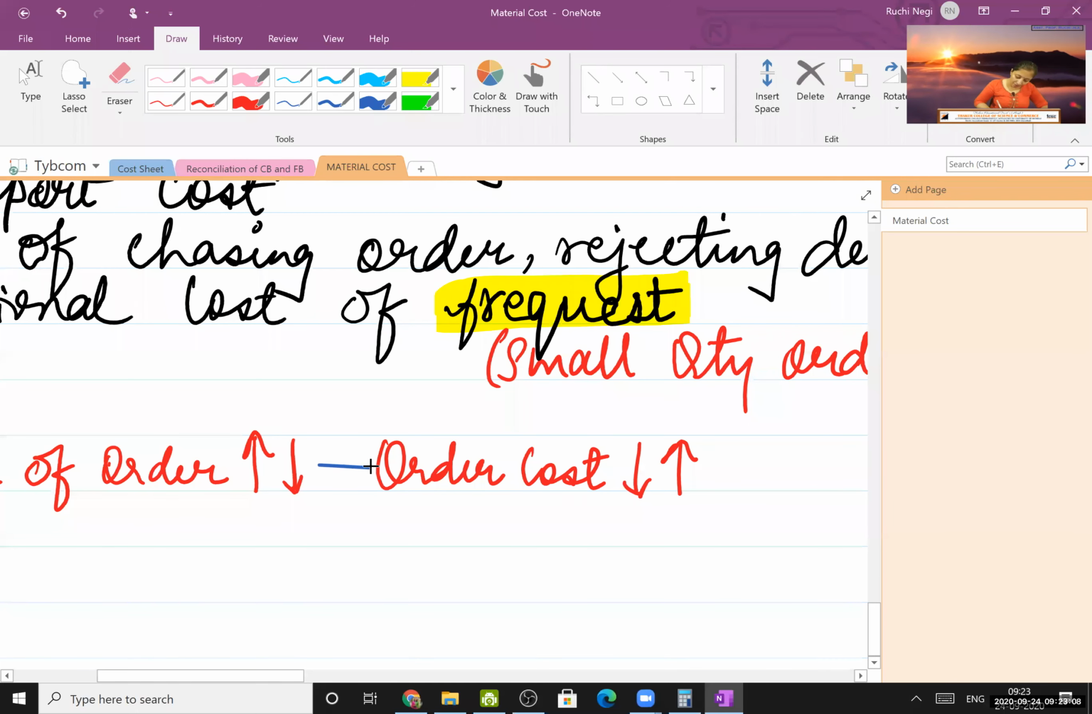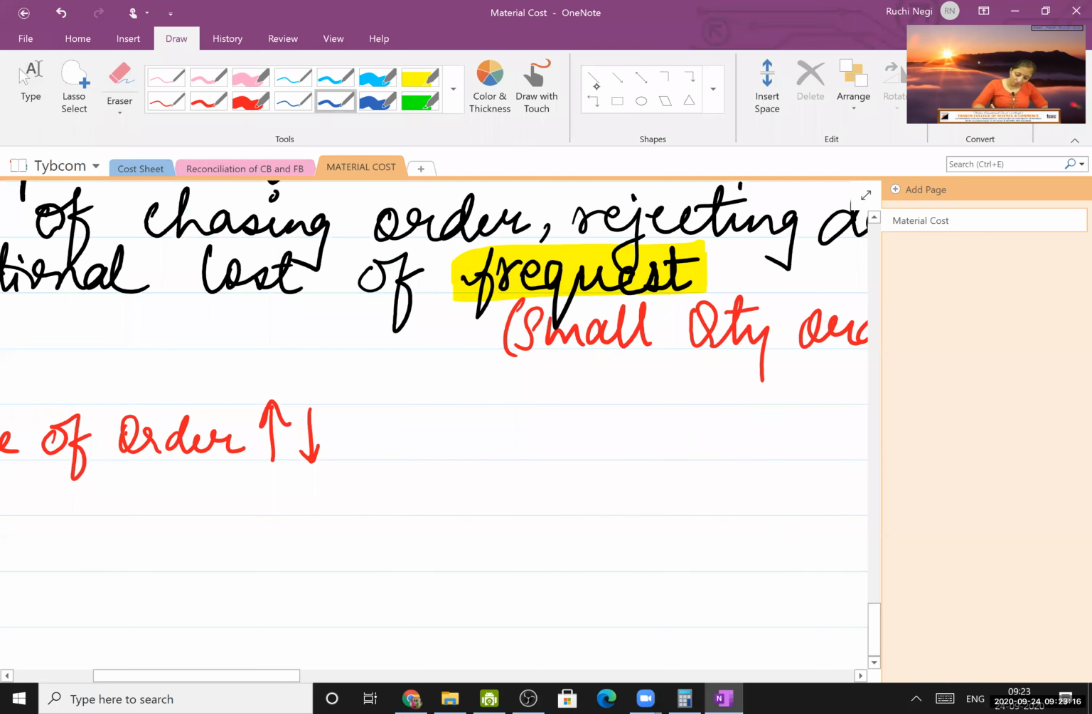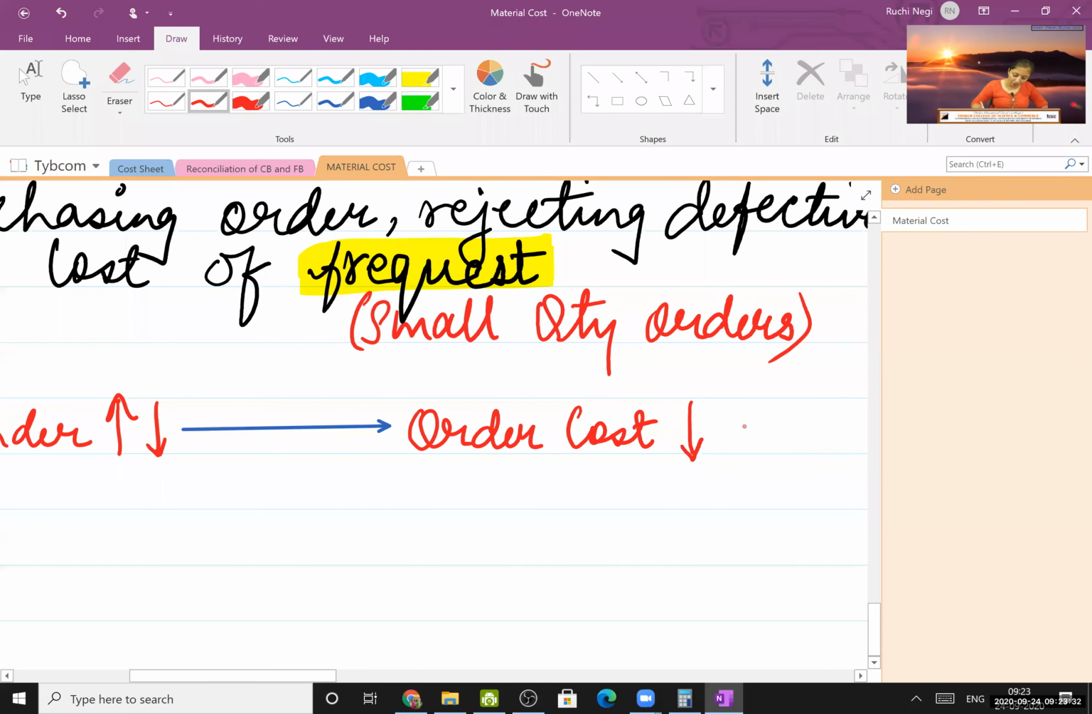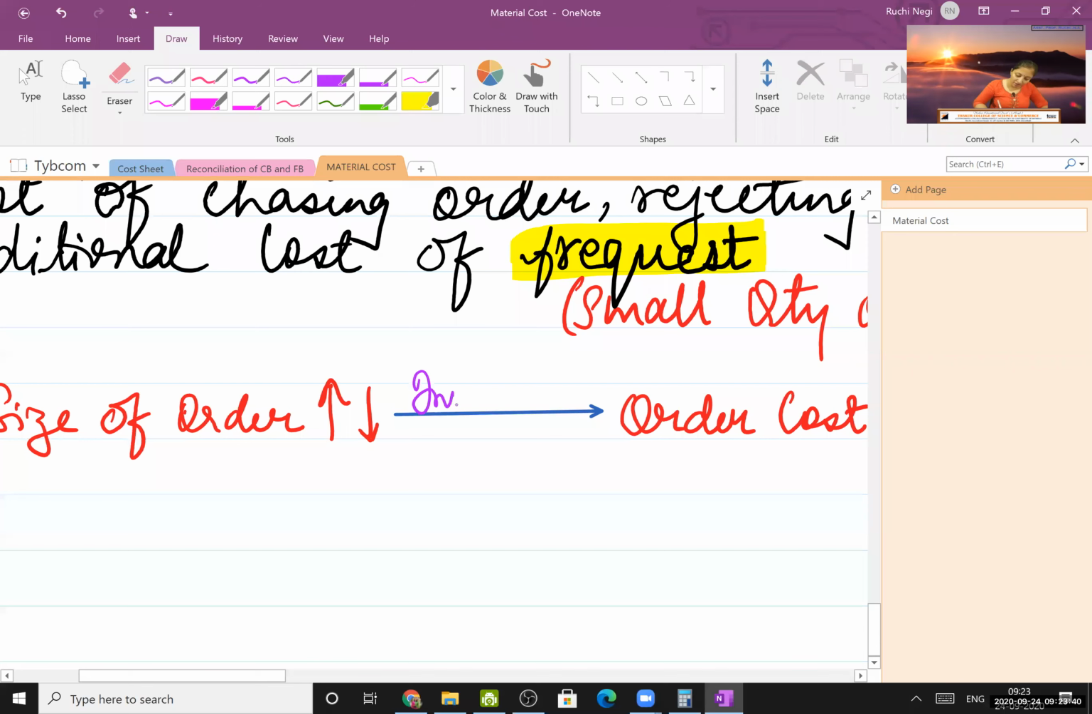Don't forget this. See, I'll write it this way, it will be better. Wait. So if EOQ is increasing, then order cost will come down. If EOQ is decreasing, then order cost will go up. So what does it mean? They have which relationship? Inverse. Okay, so they have an inverse relationship.